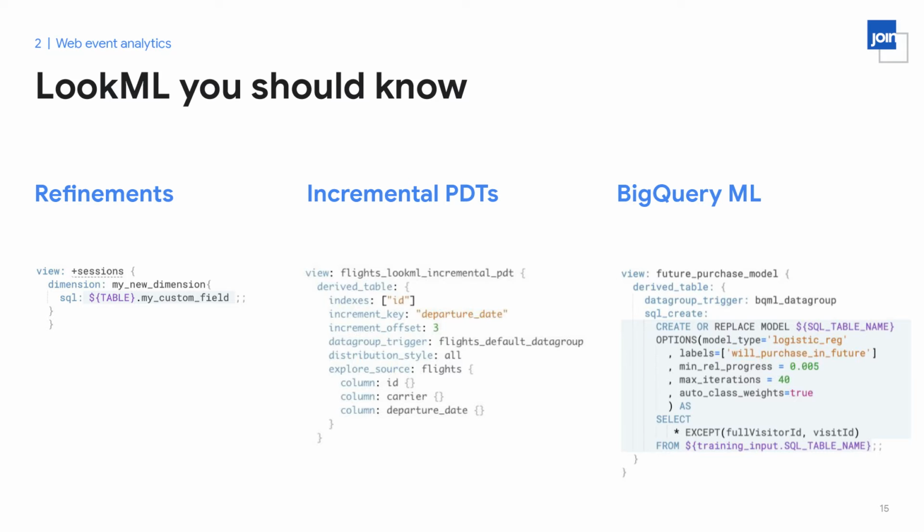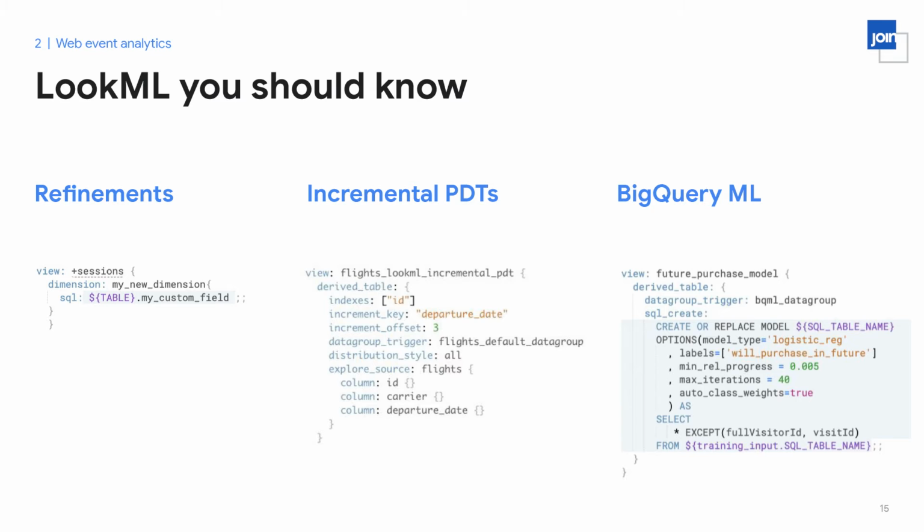As you might imagine, event data can also be pretty large. And we do have a PDT built into the GA4 block, but it uses the newly launched incremental PDTs to cut down on processing time and cost in BigQuery. So if you're looking for an example of how to build an incremental PDT, this block's a good place to look. The block also contains sample code for building a BQML model to predict user purchases.